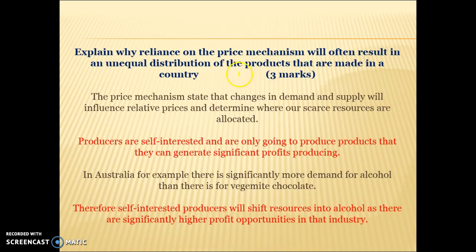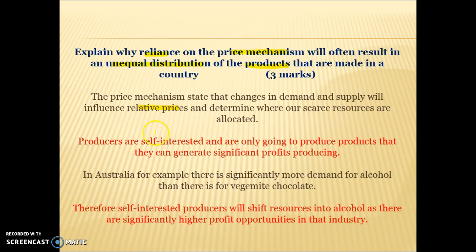One particular question might be why reliance on the price mechanism often results in an unequal distribution of the products, not a distribution of income, but an uneven distribution of the amount of products that are made. Some things will have a lot of demand, some things will have less demand, and therefore more products will be made than other things. So again, define what the price mechanism is: changes in demand and supply will influence relative prices and determine where our scarce resources are allocated.